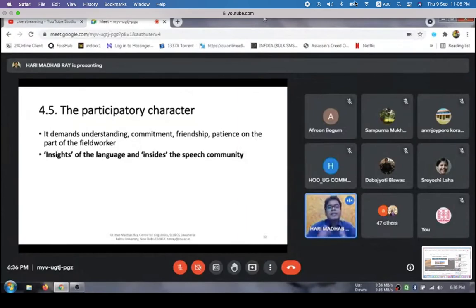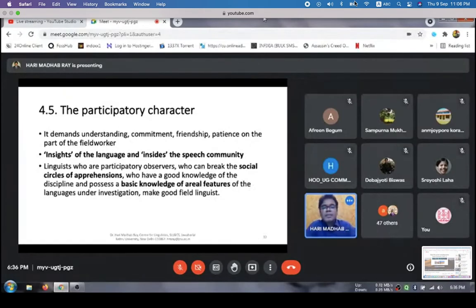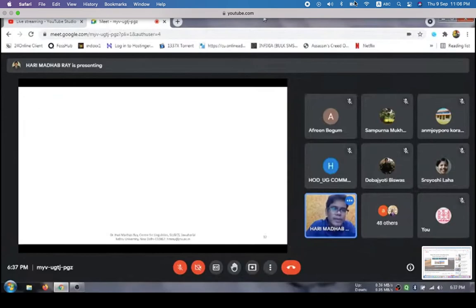So you get insights into the language and the speech community. If you participate, you can get insights into the language as well as the speech community. And there are many other things you will get to know about the culture, you see. So linguists who are participatory observers, who can break the social circles of apprehensions, who have a good knowledge of the discipline and possess the basic knowledge of areal features of the language under investigation, make good field linguists, you see. So you have to have basic knowledge of areal features. I'm talking about the linguistic areal features and other features, let's say. Then you are definitely a good field linguist or field worker. So your data collection will be really good.